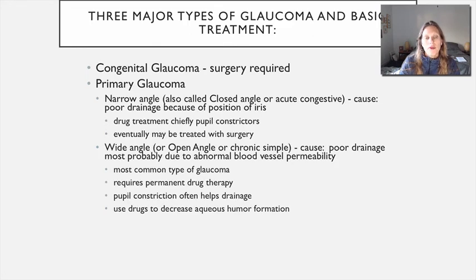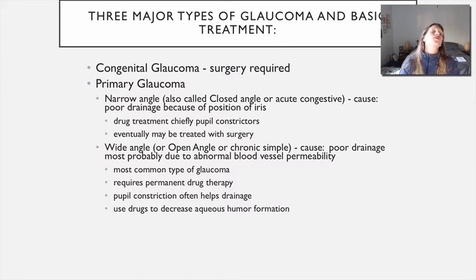All right, the most common type of glaucoma is called wide angle or open angle or chronic simple. Chronic simple doesn't really make a lot of sense to me, except that it's a chronic condition. So what's happening here is a drainage issue. And it's not because the iris is there, it's because the trabecular meshwork starts to deteriorate. And it's most likely a vascular issue, so it's probably due to abnormal blood vessel permeability.